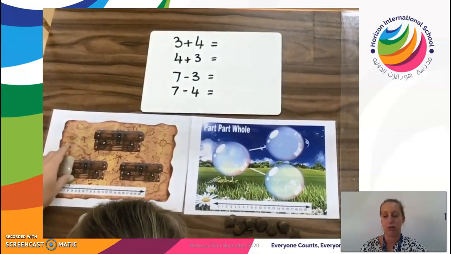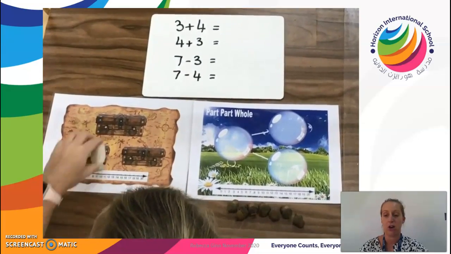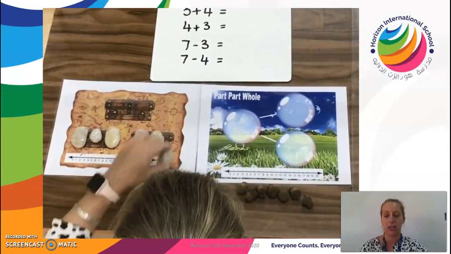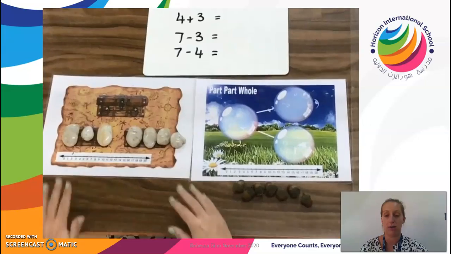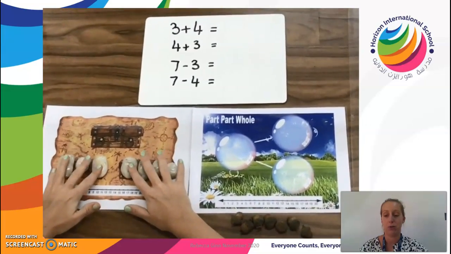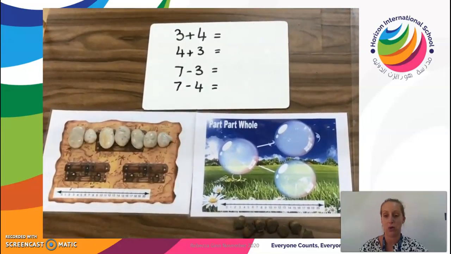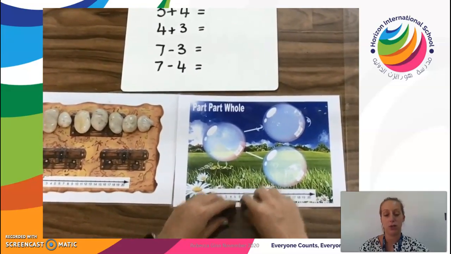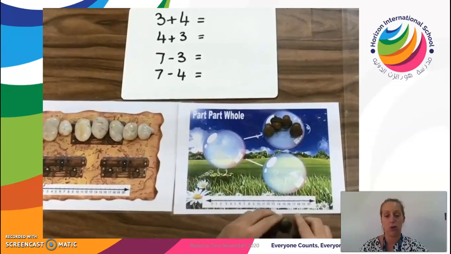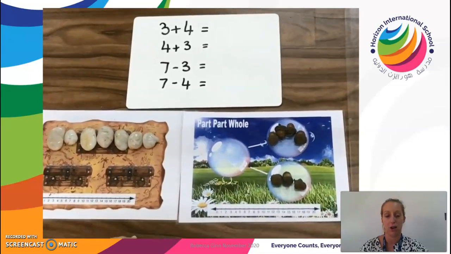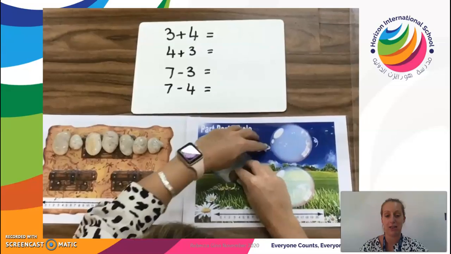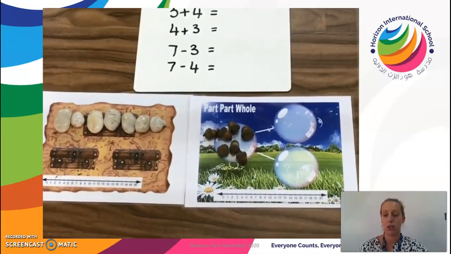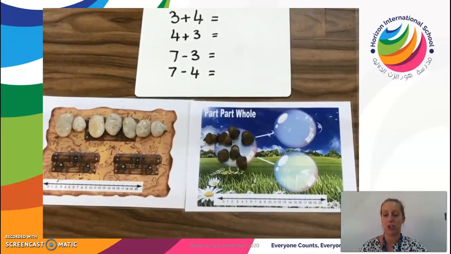First, we're going to look at 3 plus 4. Put 3 objects on one side, that's one part, and 4 objects on the other side, that's the other part. We then move the objects together to make the whole number, which is 7. We can also do it the other way round, so 4 objects plus 3 objects, move them together to make the whole, which is 7.